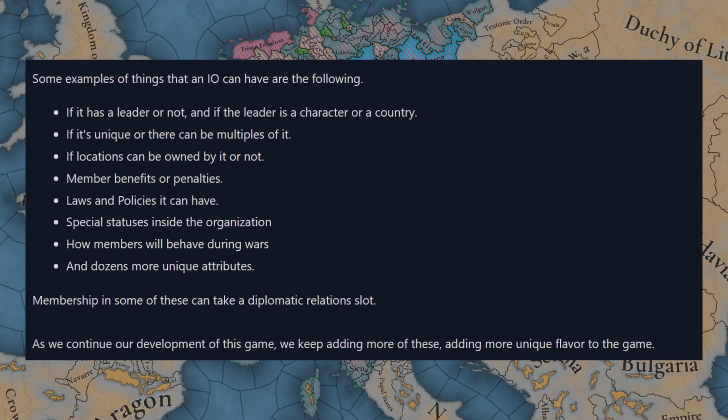If it is unique, or there can be multiples of it, I wonder if this means the Catholic Church and then the Protestant Church being a multiple of the same Christian organization, basically. If locations can be owned by it or not, member benefits or penalties, laws and policies it can have, special statuses inside the organization, how members will behave during wars, and dozens of other unique attributes. So again, there's up to 140 already of these preferences that they can have, and it will differentiate them all. And as Johan covered right at the start, this is a fully dynamic system, 100% scriptable and extendable for modders. I can't wait for how this system is going to be used by modders.